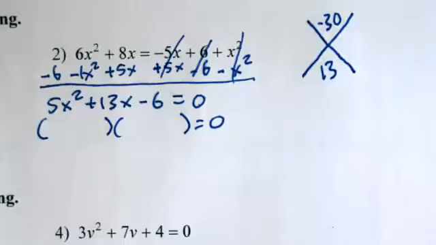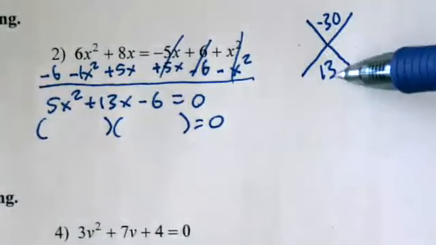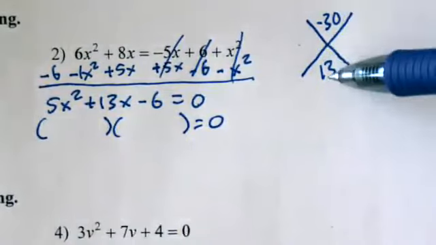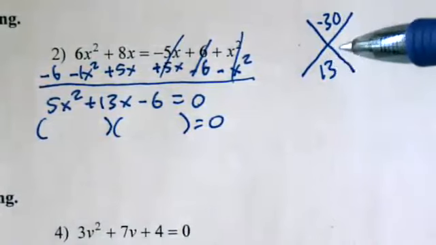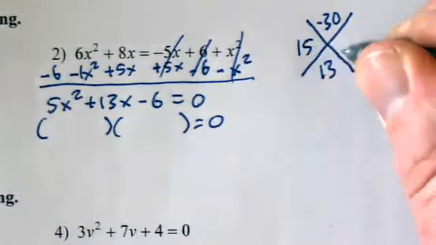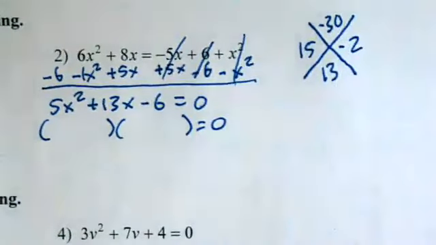3 and 10 can't work. Why not 3 and 10? They multiply to 30 and they add up to 13. Oh, we need a negative 30 though. Which means one of them would have to be negative, which means they're not going to add up to 13, are they? What was your suggestion, Alex? 15 and negative 2. Those two multiply to negative 30 and add up to 13. Okay, so we got 15 and negative 2.